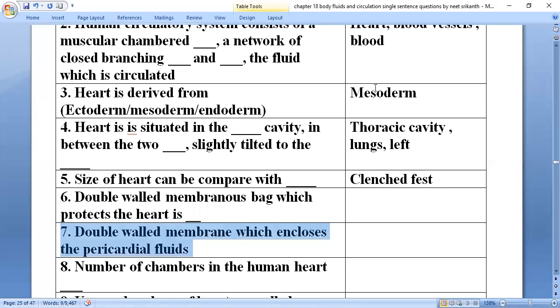Double-walled membranous bag which protects the heart is pericardium. It is a double-walled membrane which encloses the pericardial fluid.